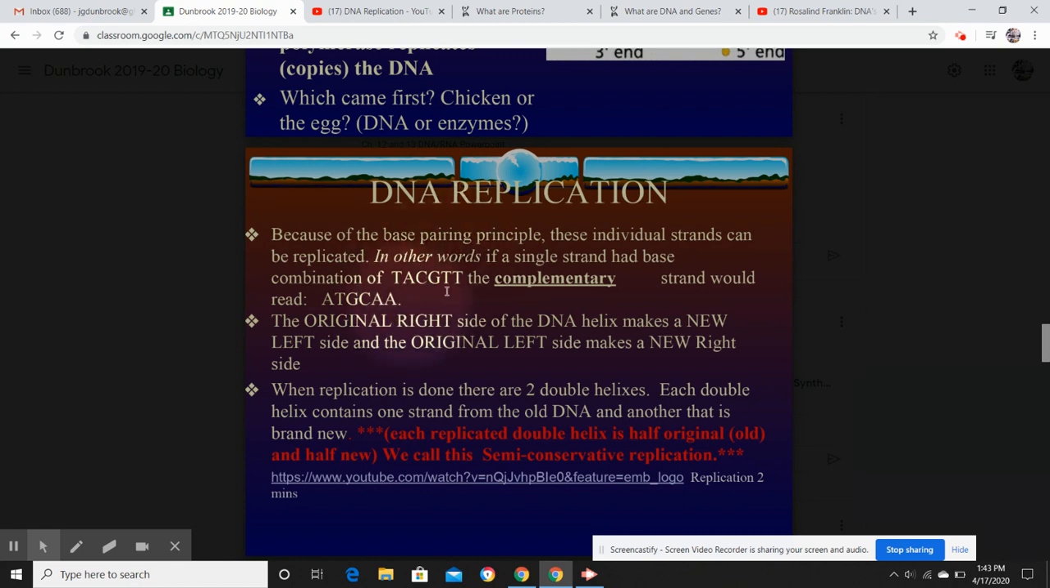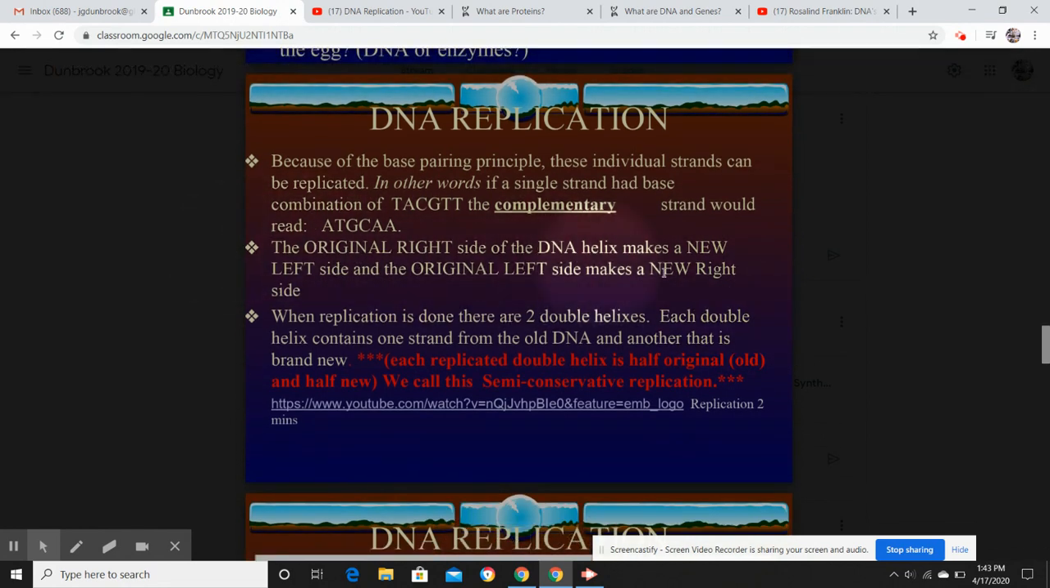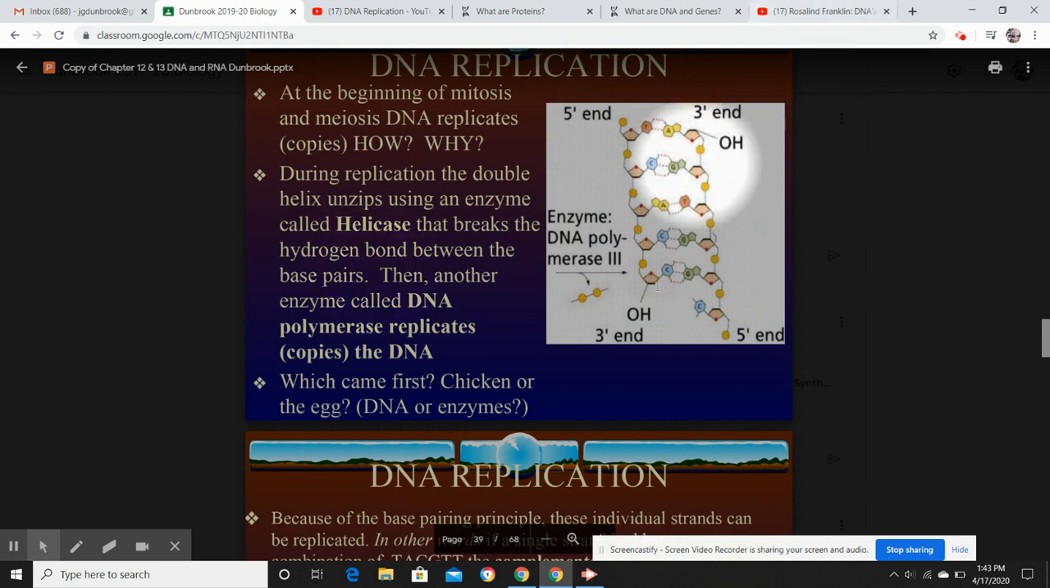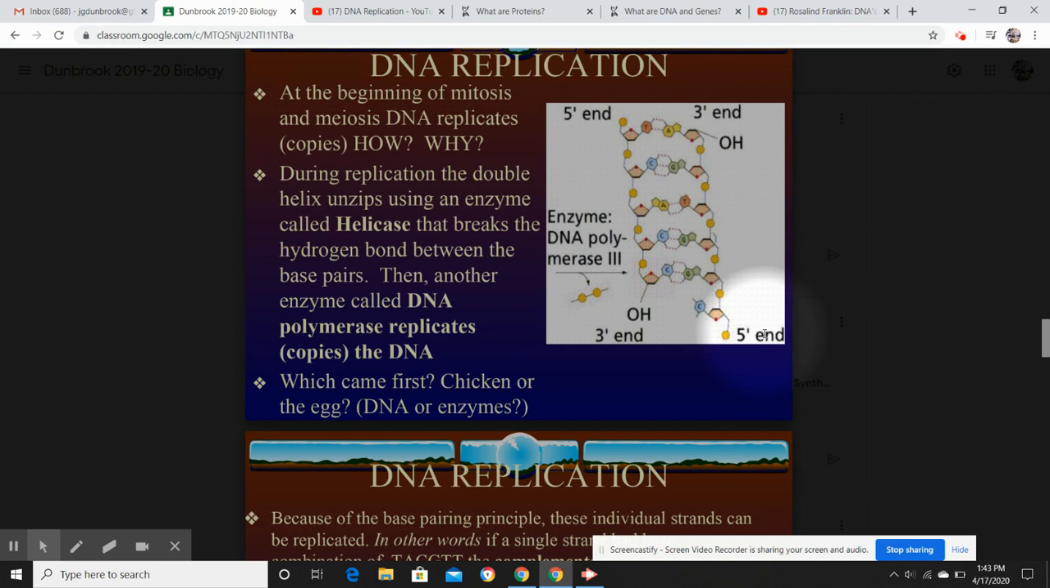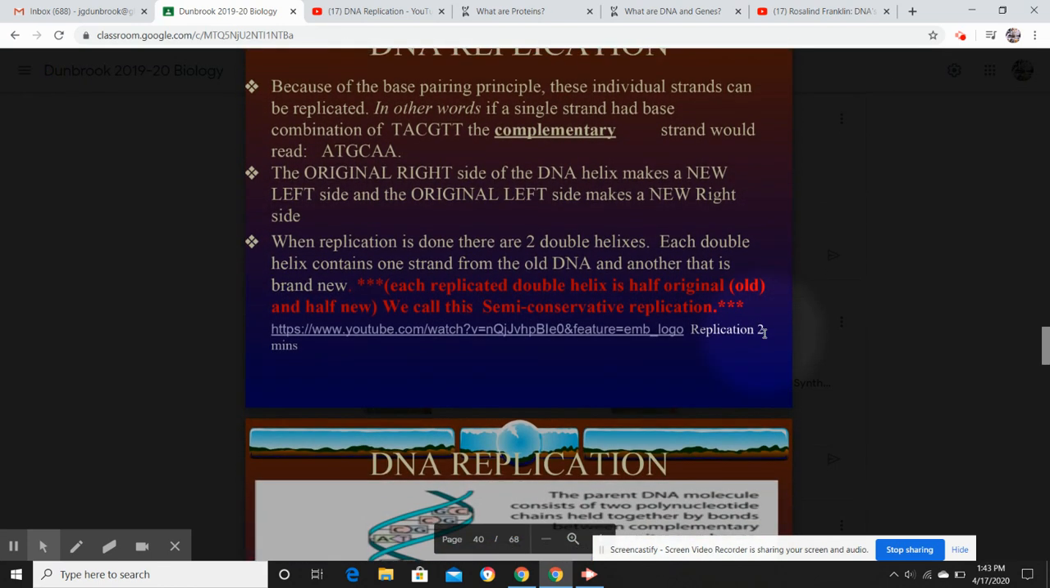All right, this is very important information right here, guys, very important. After this original double-stranded molecule split apart, the old left side builds a new right side. The old right side builds a new left side. Keep that in mind. We're going to copy our DNA based on what we call a template process. So the old right side of the DNA helix makes a new left side, and the old left makes a new right.